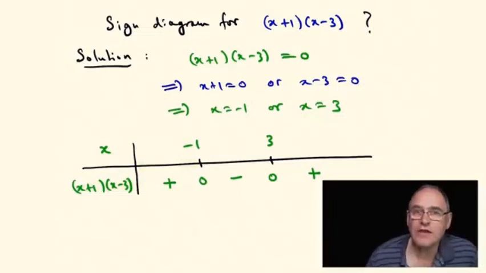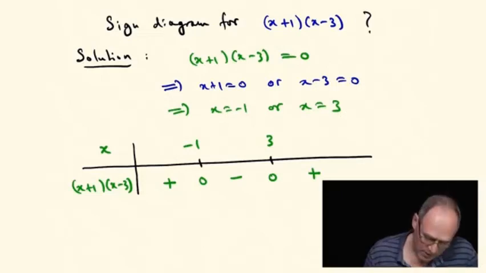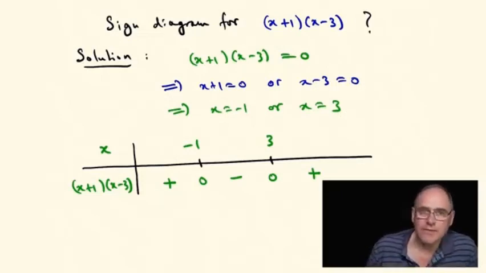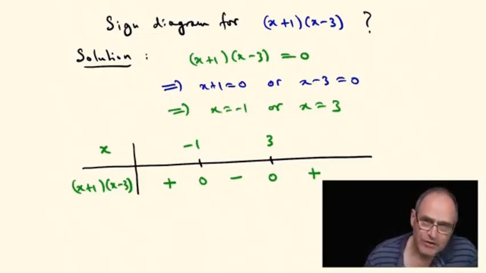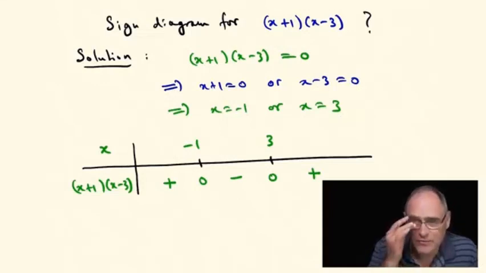Notice it's exactly the same as the previous sign diagram, except that the critical points where the expression is 0 are minus 1 and 3. If you look at the notes that accompany this video, you'll see some more variations and an increase in complexity in the types of problems.